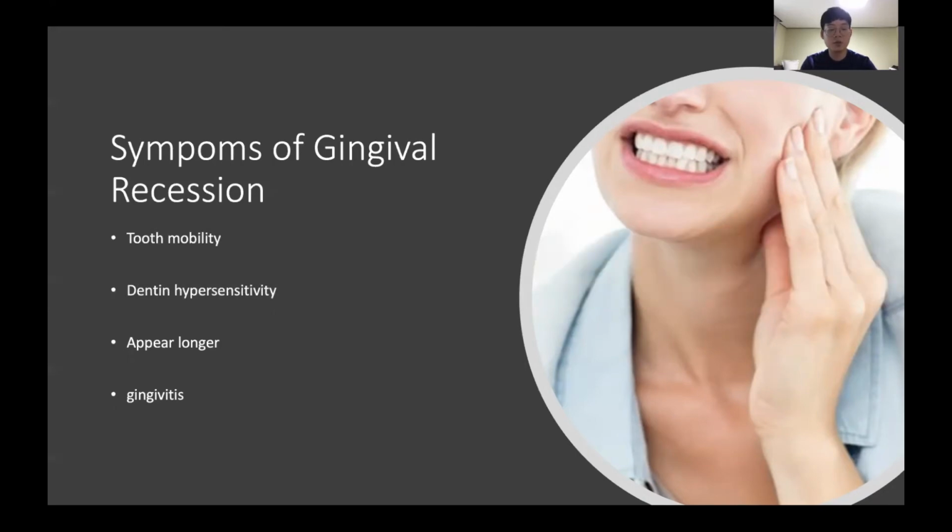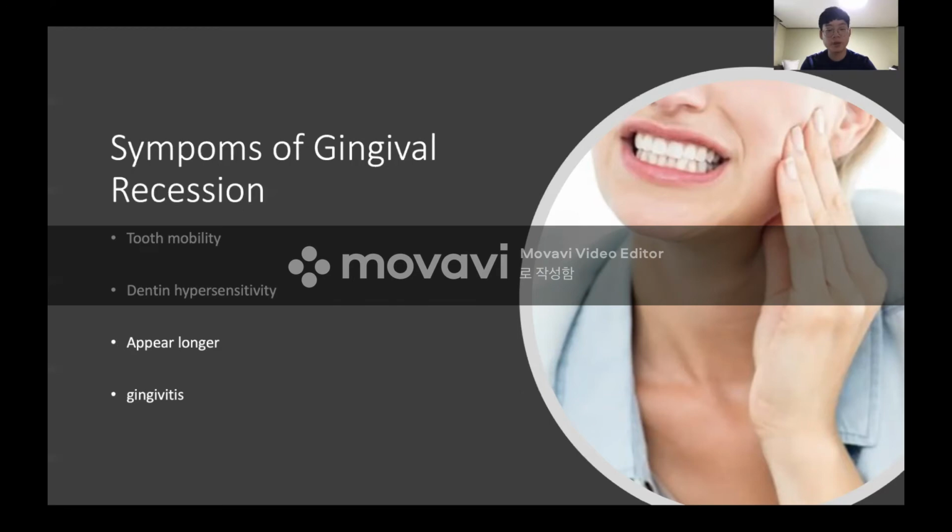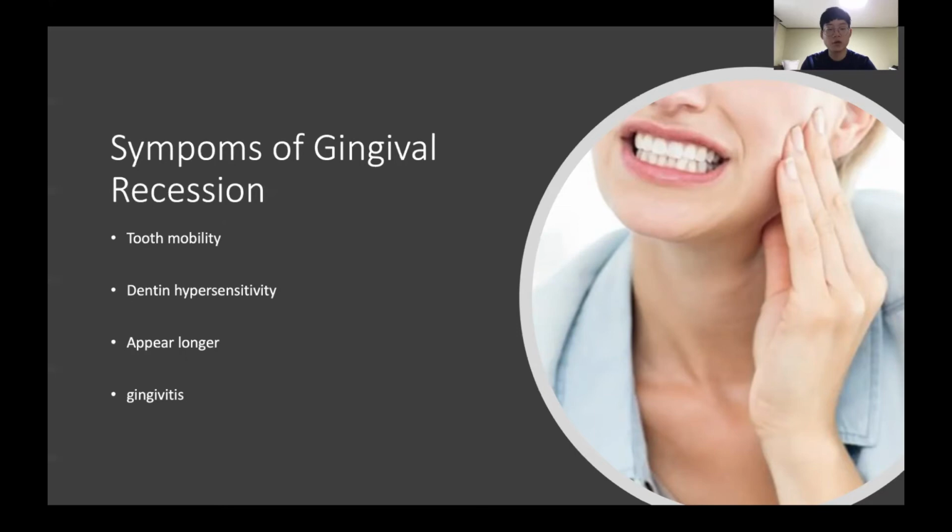First, tooth mobility will appear. Second, dentin hypersensitivity will appear too. Short, sharp pain will be triggered by hot, cold, sweet, sour, or spicy food and drink. If the cementum covering the root is not protected anymore by the gums, it will be easily abraded, exposing the dentin tubules to external stimuli.